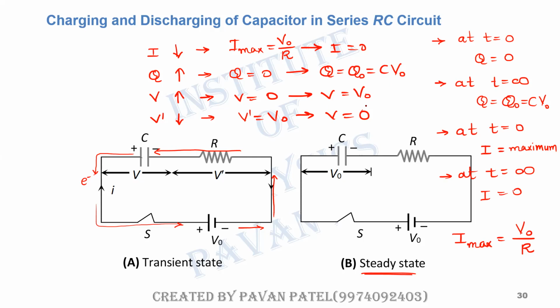Now, once charge and current are changing on the capacitor during the charging process, that's a transient state, and in the steady state, capacitor will be fully charged. Okay, so we will understand the formula to find out the charge and current in the circuit at any time during the transient state, right? Any time during the transient state.